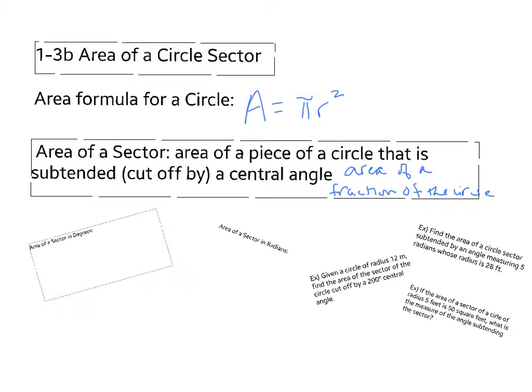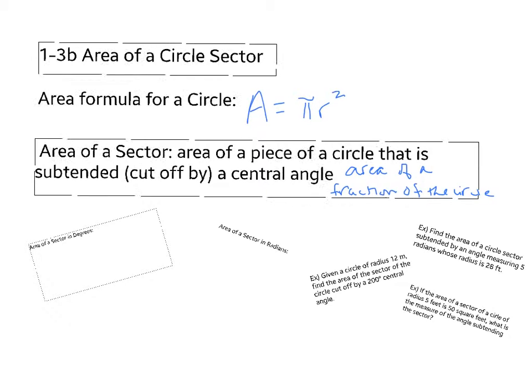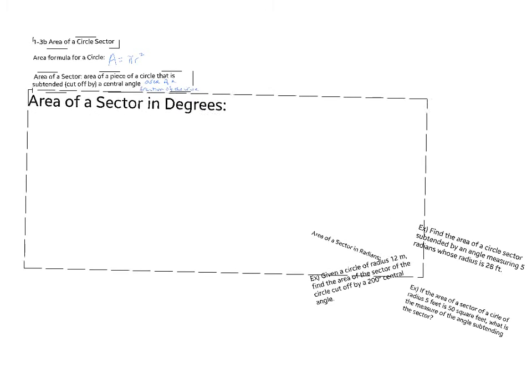We can do this in degrees, with the subtended central angle being measured in degrees, and we can also do it with the subtended angle being measured in radians. So let's take a look at each of those formulas. Let's do degrees first.